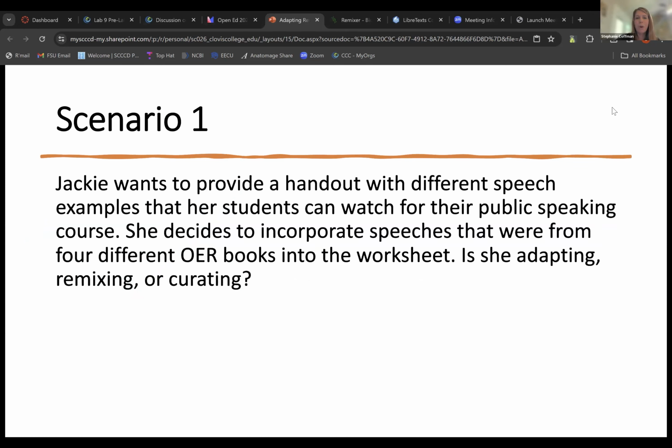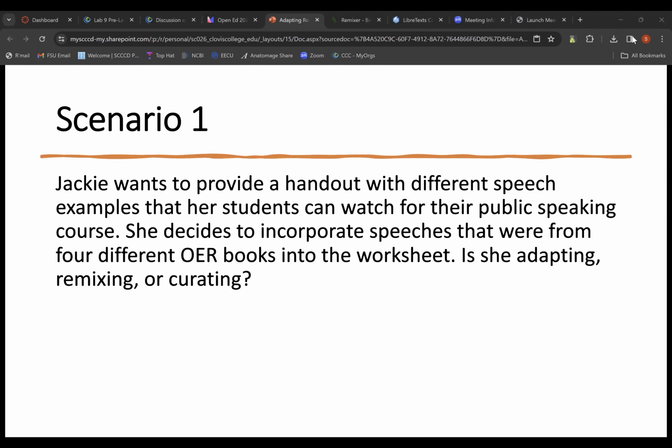All right, scenario one. Jackie wants to provide a handout with different speech examples that her students can watch for their public speaking course. She decides to incorporate speeches that were from 4 different OER books into her worksheet. Is she adapting, remixing, or curating? What do you guys think? You're welcome to type it in the chat or unmute yourself, whatever you're comfortable with.